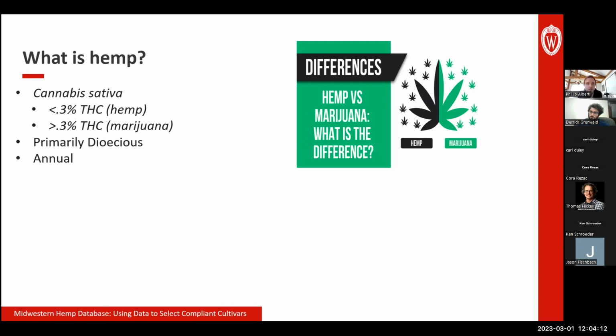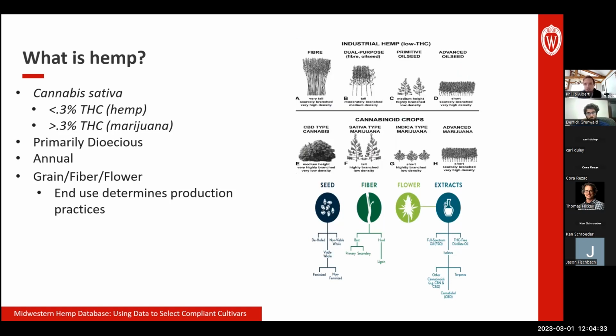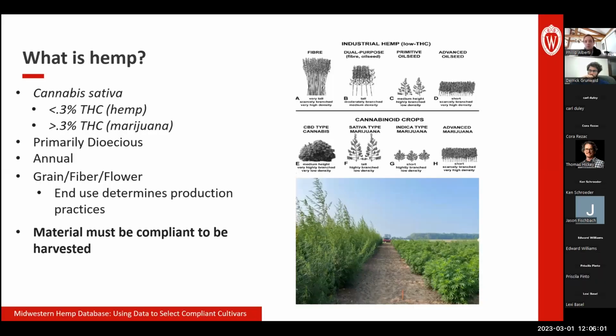Hemp is primarily dioecious, although there are some monoecious varieties that are currently being developed, and it is an annual. But ultimately, what you need to know is that hemp can be grown for three things. It can be grown for food, or grain, for fiber, and for flour. Ultimately, the end use is going to determine the production practices. If you look at the top left here, for example, when growing fiber type hemp, you want it to be very tall and very densely packed to allow those plants to grow very tall, with more competition.